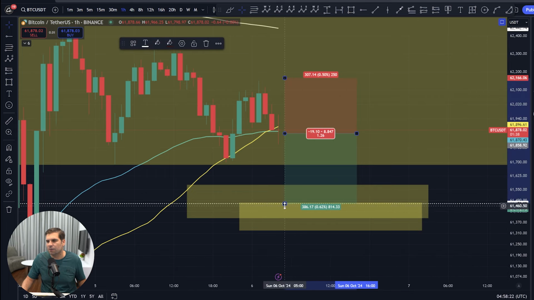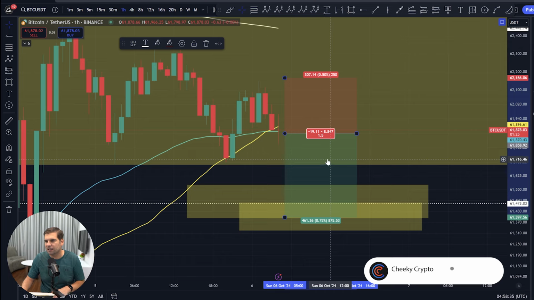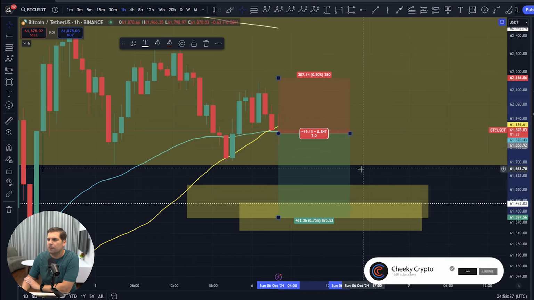Coming in here, that's only a 1.26. So we're going to have to see whether we can get into the lower range expectation of that overlap, bringing us into a 1.5 risk-reward ratio. So this scenario gives us the hypothetical idea of going short on the market with an entry around 61,858, stop loss at 62,166, and take profit at 61,397.